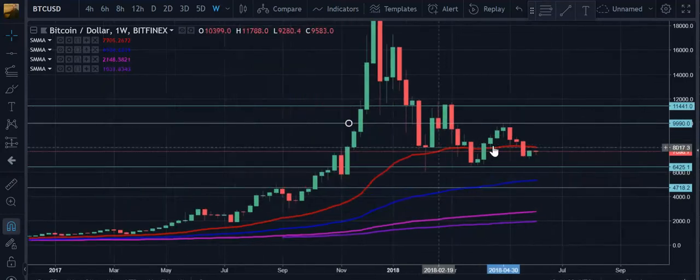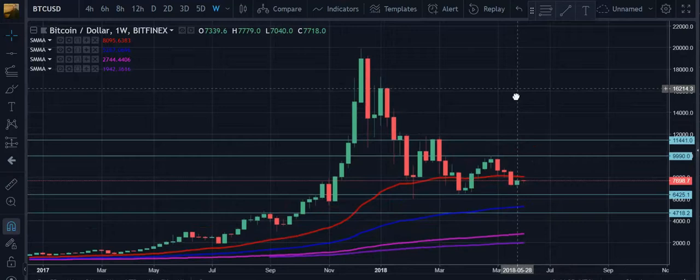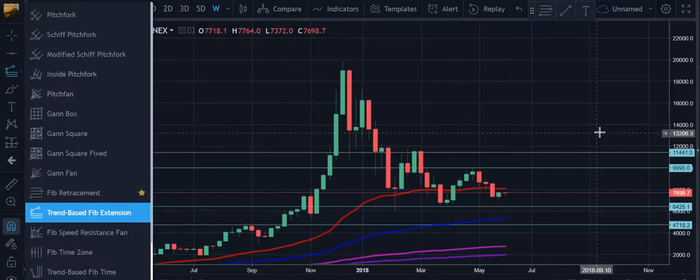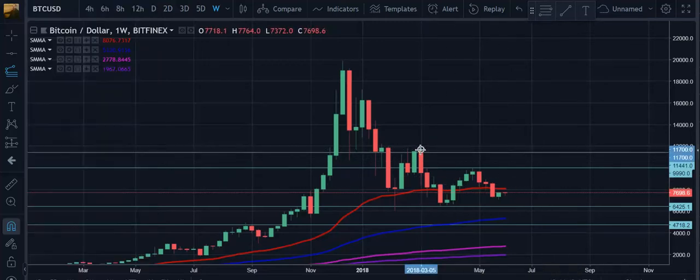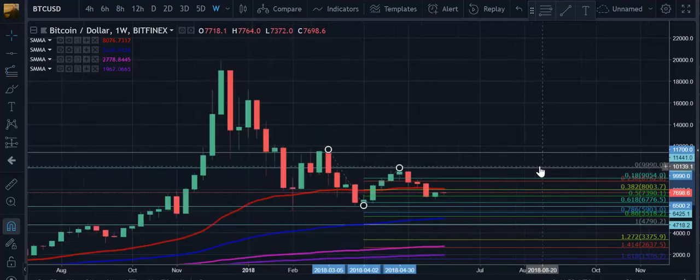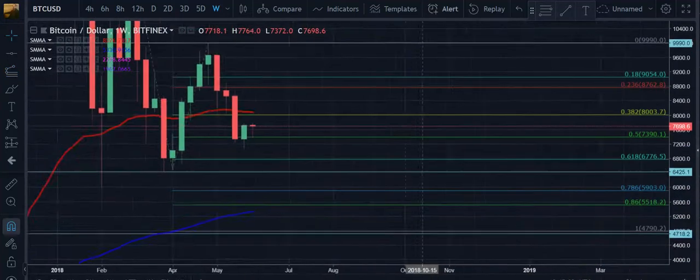At the same time, I want to use the Fibonacci levels. So I go to this indicator, which is the trend-based Fibonacci extension, and I try to find the recent trend that I observe on the weekly chart. The recent one: Bitcoin was at 12,000, right? Then it went as low as 6,500, then back up to around 10,000. So then I get my Fibonacci levels.